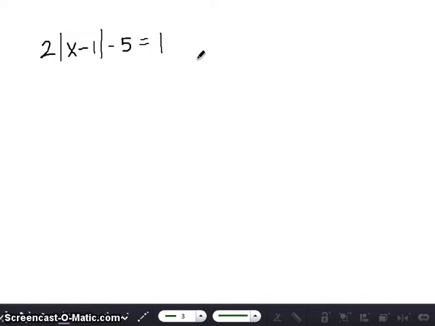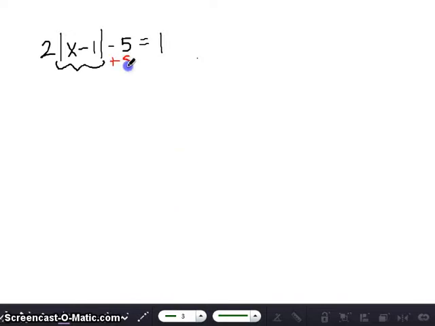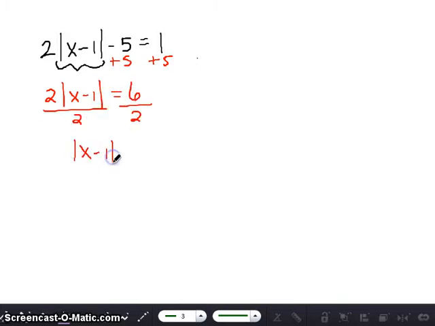So what we want to think about doing is getting the absolute value by itself. We're going to treat the absolute value, all of that, as if it were a variable. So we would want to get rid of everything that is not that absolute value. We would want to add 5, and we would have 2 times the absolute value of x minus 1 is now equal to 6. We would divide by 2, and we would get the absolute value of x minus 1 is equal to 3.